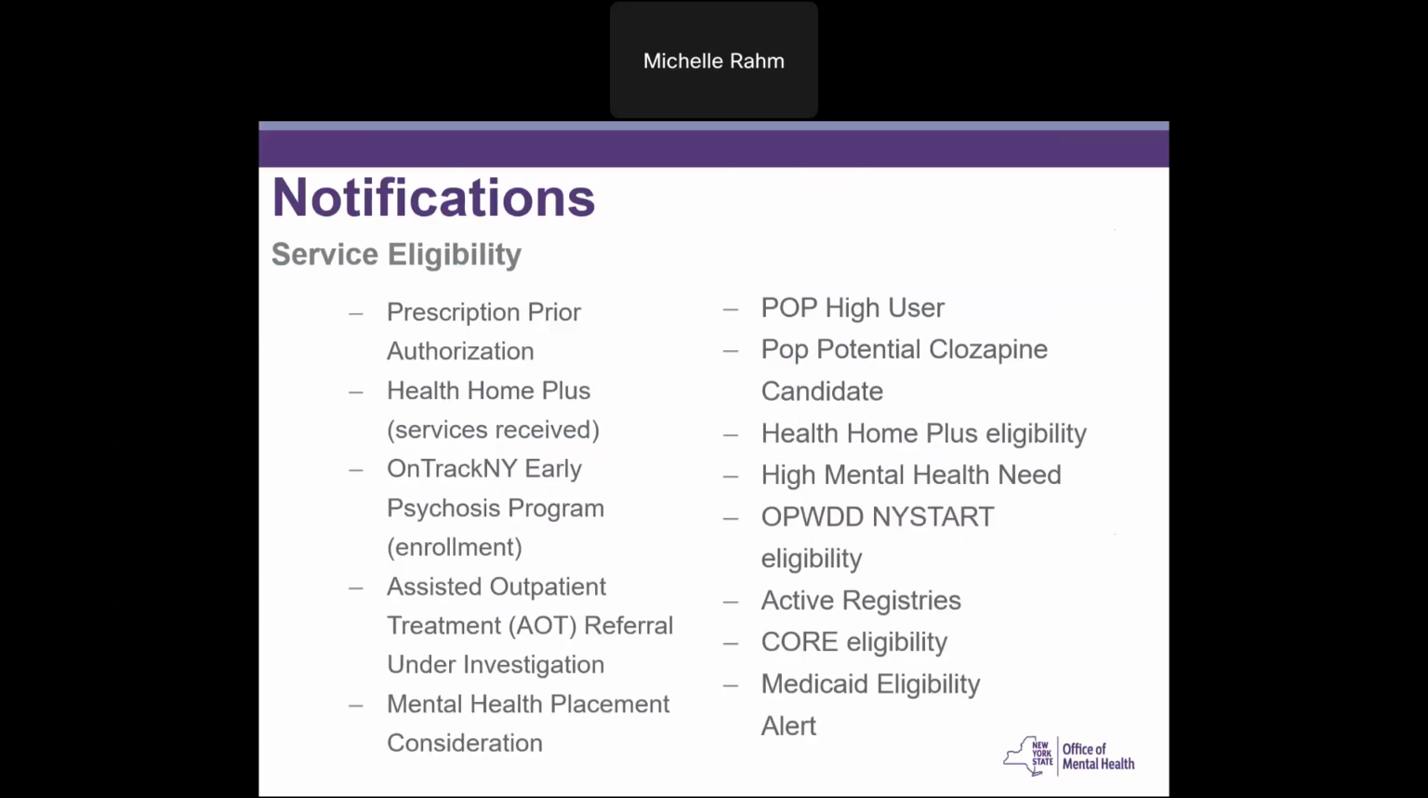So here you can see information on if there's prescription prior authorization required for any of their medications, if they're receiving Health Home Plus services, and On Track New York early psychosis program enrollment. So that's identifying individuals currently receiving early psychosis clinical services from an On Track program. And then you have AOT referral under investigation, mental health placement consideration.